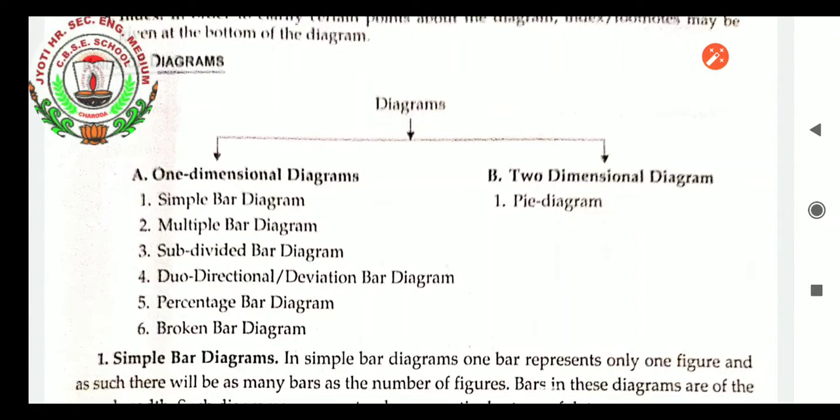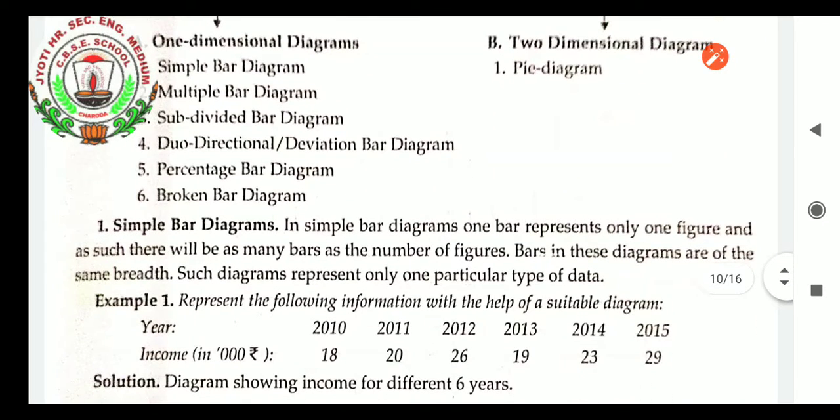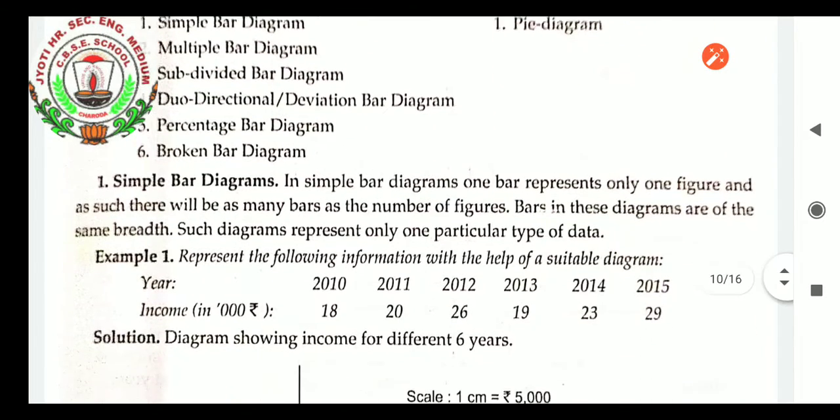Diagrams: one-dimensional diagram, two-dimensional diagram. Now three-dimensional is also there, but for our studies we are having one-dimensional diagrams. Simple bar diagram, multiple bar diagram, subdivided bar diagram, duo-directional diagram, percentage bar diagram, broken bar diagram. These are the one-dimensional diagrams. When we talk about two-dimensional diagrams, the pie diagram is one. Let us recall them one by one.